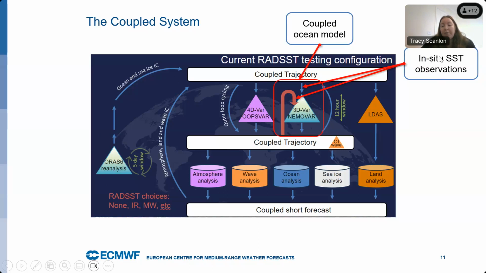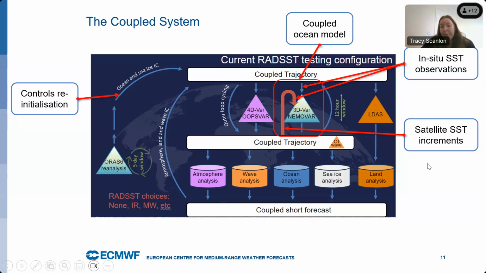This is forced by in situ SST observations in the first trajectory and then in the subsequent trajectories. And this is where the increments that we've been talking about from satellites would come in. So after the first trajectory, we can use information that's come from the atmospheric 4D and put it directly into the ocean variational system. There is also an option to change this reinitialization and to have an analysis that comes straight from this. This is a long-term study because this would effectively allow the ocean to be only forced by information from in situ and satellite.